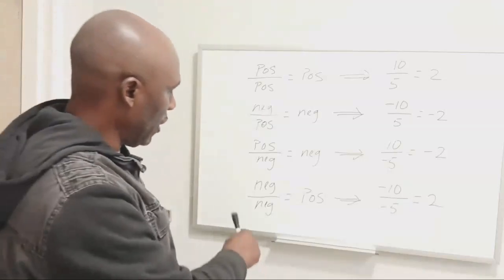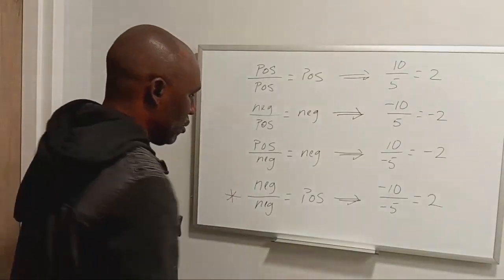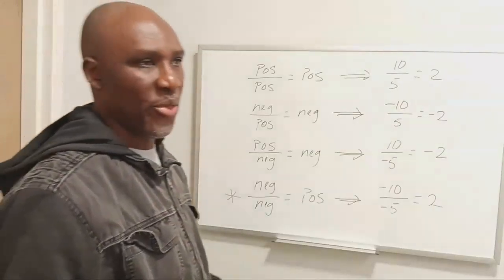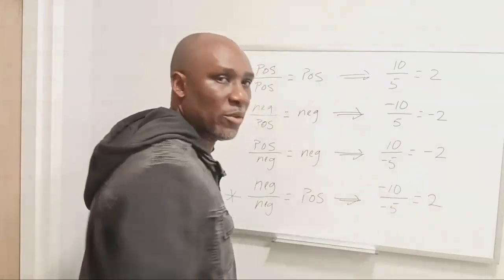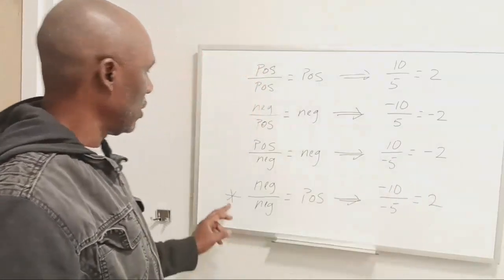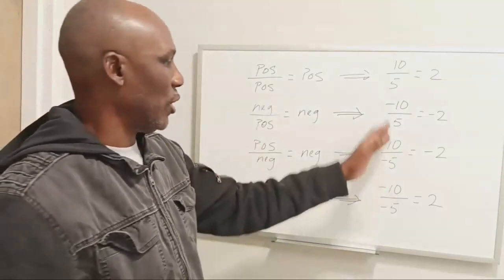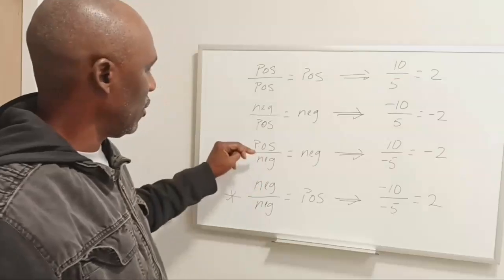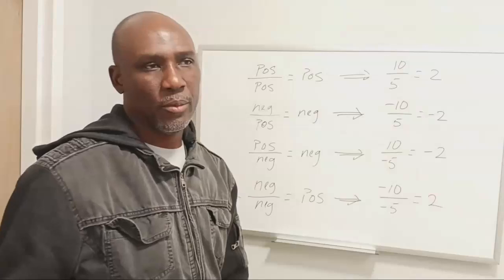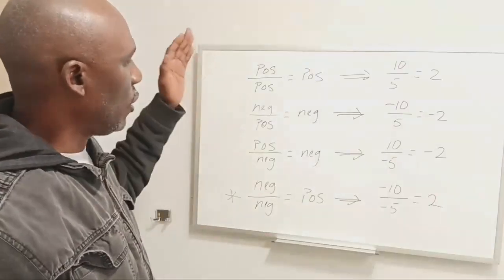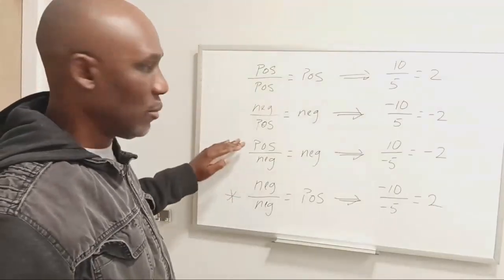So you have to keep, this is very important, this one, because you might think, oh, it's going to be negative 2 because negative over negative, but it's positive. So keep an eye on this one. But the rest, you can tell what the answer is going to be because you see positive over negative, probably it's going to be negative. So all you have to do is write these down, practice them.